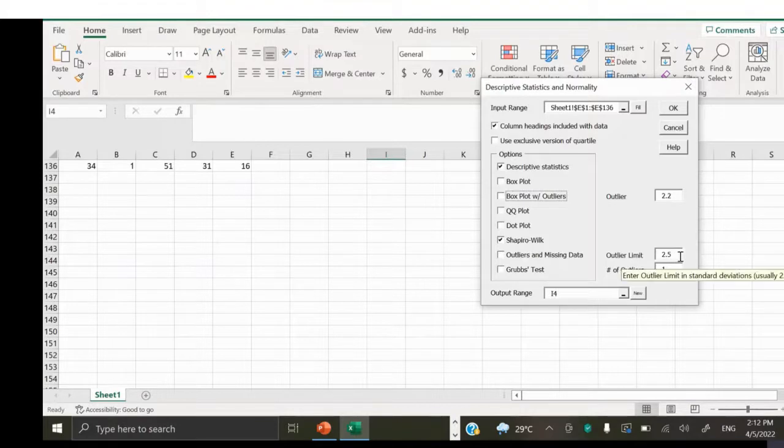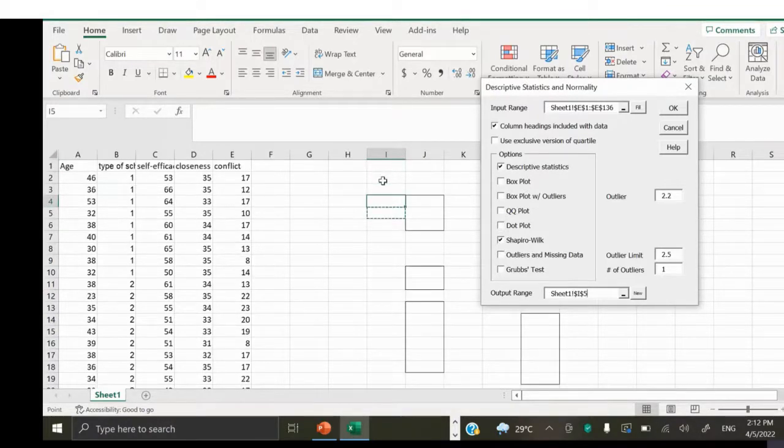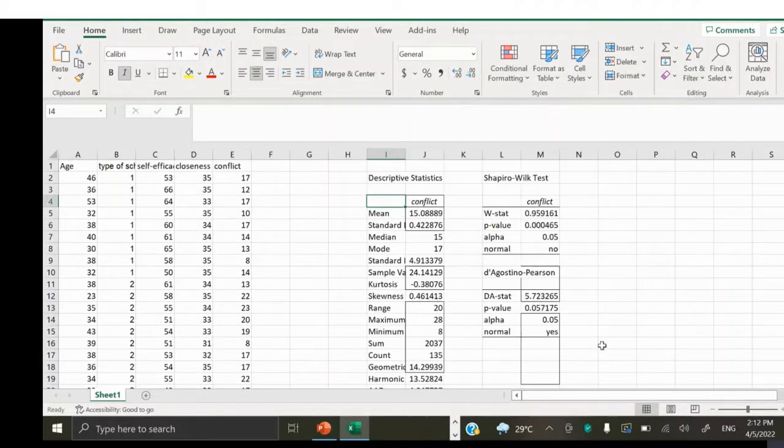Okay, so these are defaults here, and I will delete the defaulted range here. So I will indicate here my output range. I will choose this. Just click a cell here, side by side with your data, so you can easily see the result. Okay, so there you go.